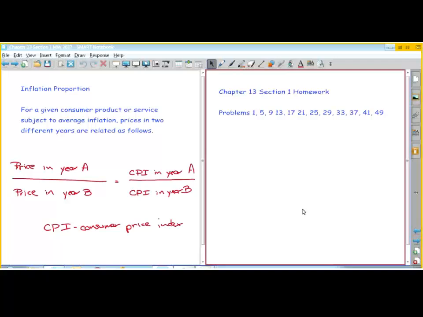Okay, so there's section 1 homework. That I don't know. You'll have to look it up in the book.